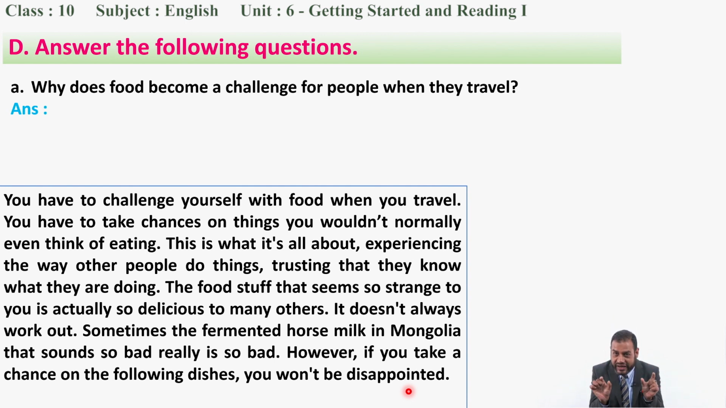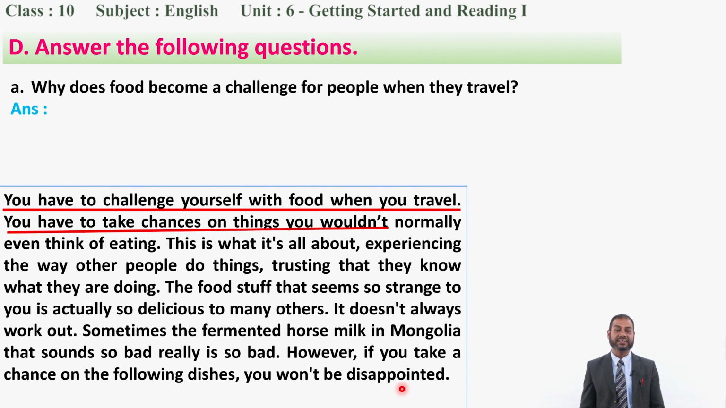Now, from this paragraph also, which is the particular information for this question? Can you tell me now? Where do we find it? In which line? Okay, we can find this answer, C, in this line, okay? You have to challenge yourself with food when you travel. You have to take chances on things you wouldn't normally even think of eating, okay?